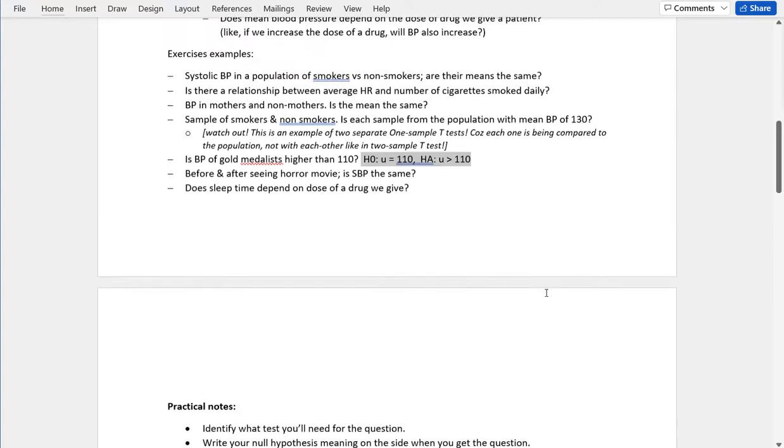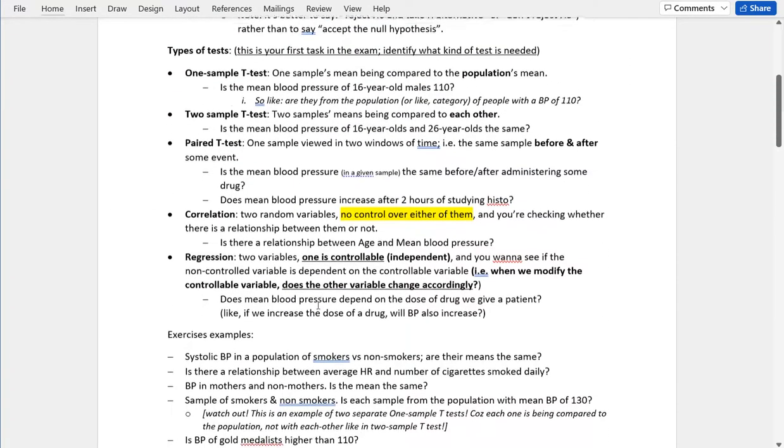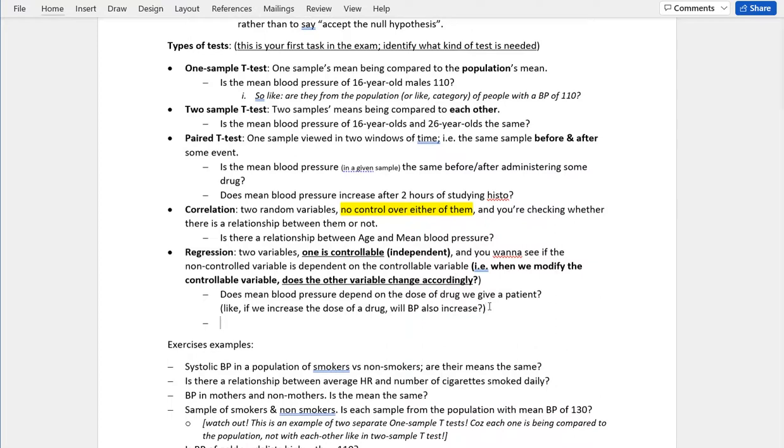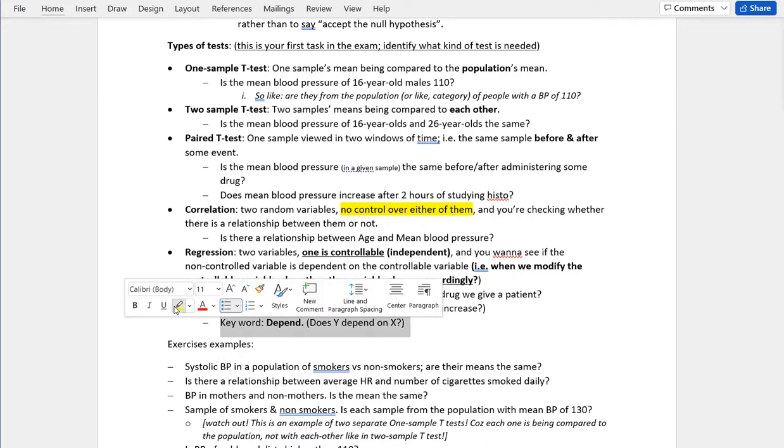Let me just add this right here. Dependent. So, does y depend on x? I just highlight that to make it extra clear.